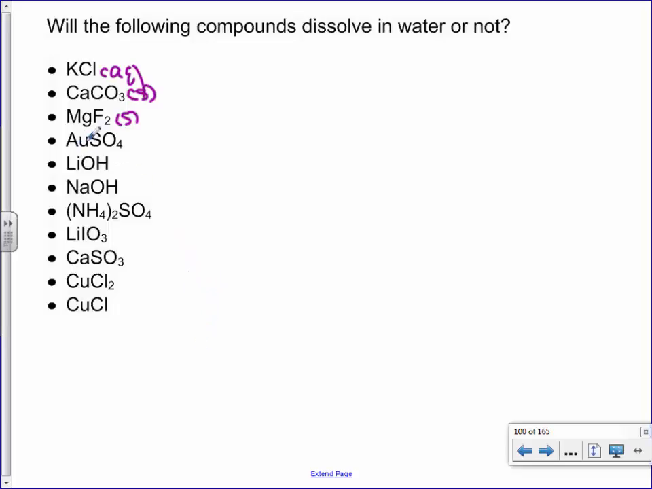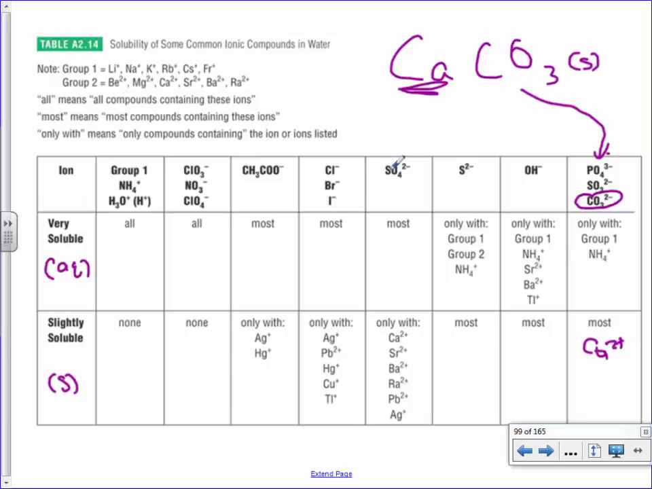Let me try one more. Gold and sulfate. Here's my sulfate column right here. Gold is not one of the bottom ones, at least not on my table. Probably the same as yours. So if gold is in the most column, the top row means it must be aqueous.